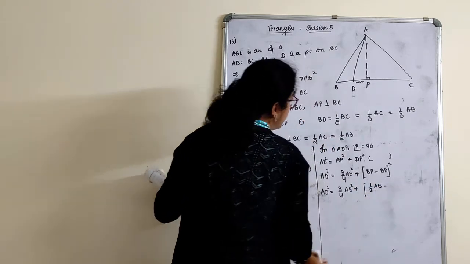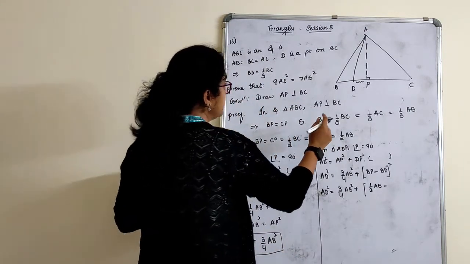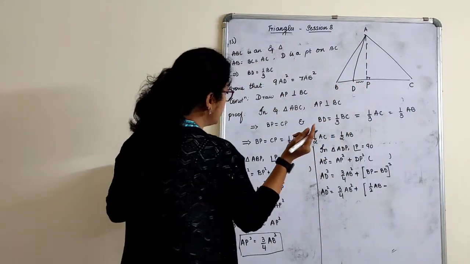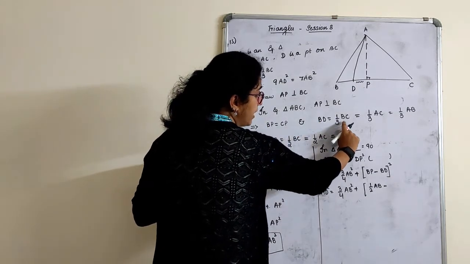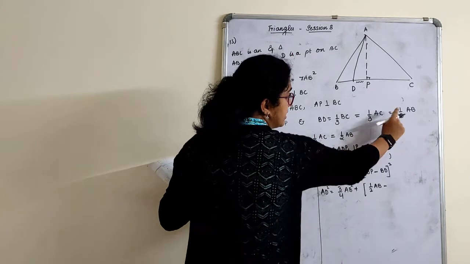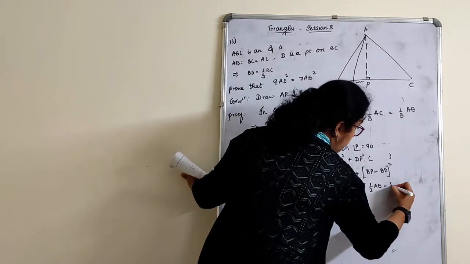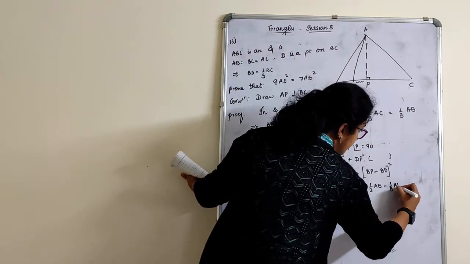Half AB minus, what is BD? So what is BD here? Search in the BD part. BD is equal to 1/3 BC, 1/3 AC, 1/3 AB. 1/3 AB. Very clear, children?